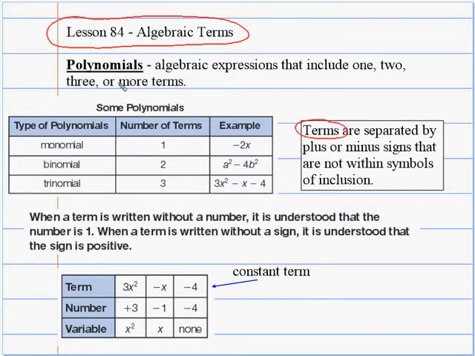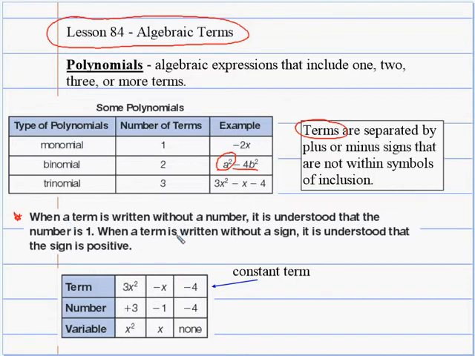Terms, okay, remember polynomials are algebraic expressions that have 1, 2, 3, or more terms. Terms are those things that are separated by plus or minus signs that are not within symbols of inclusion. So here there is a subtraction or a minus sign, but there's nothing else with it, so there's just one term. Here you have a term a squared, and you have another one, minus 4b squared. This last example will be illustrated down here, so we'll do that one after we read this little paragraph.